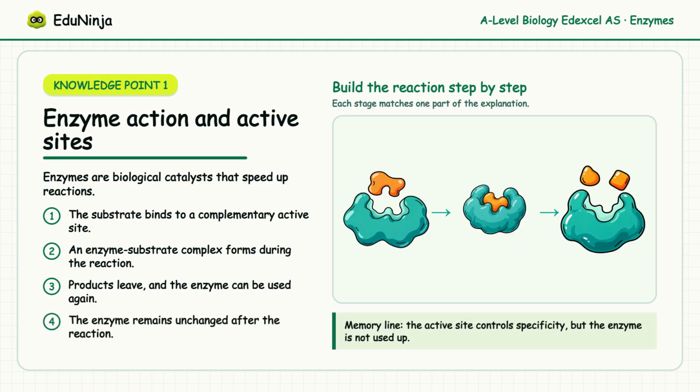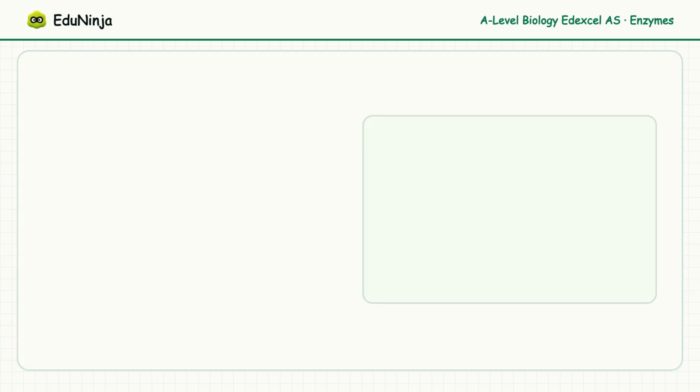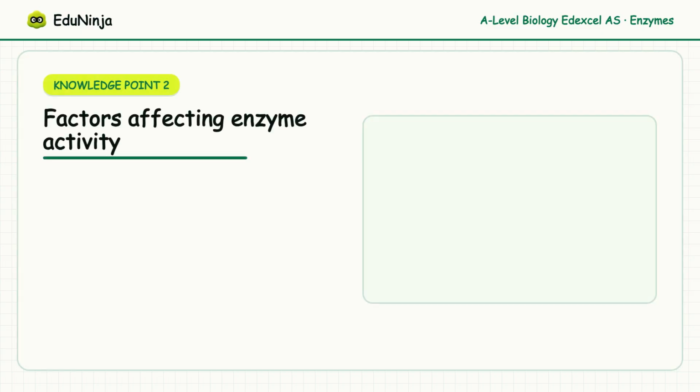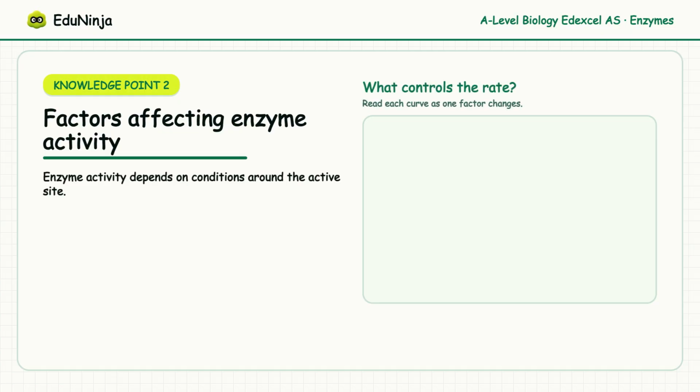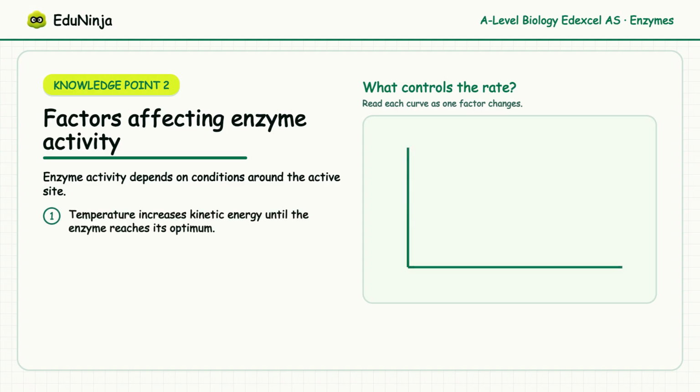The key memory point is simple. The active site controls specificity, but the enzyme is not used up. Now let's look at factors affecting enzyme activity. As temperature rises, particles gain kinetic energy. Successful collisions become more frequent, so the rate increases towards an optimum. Above the optimum, bonds in the enzyme can be disrupted. The active site changes shape, and the rate falls.